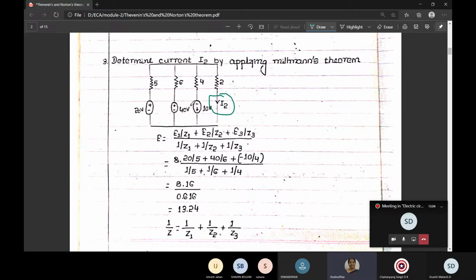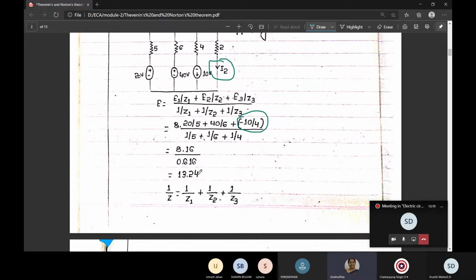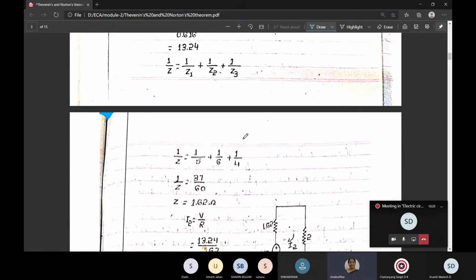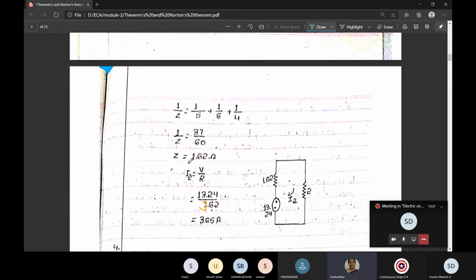So it is 20 by 5, 40 by 6, minus 10 by 4, divided by 1 by 5 plus 1 by 6 plus 1 by 4. That completely will give the equivalent voltage E, which is 13.24. And its equivalent impedance is how much? 1 by 5 plus 1 by 6 plus 1 by 4. You will get the equivalent impedance also.